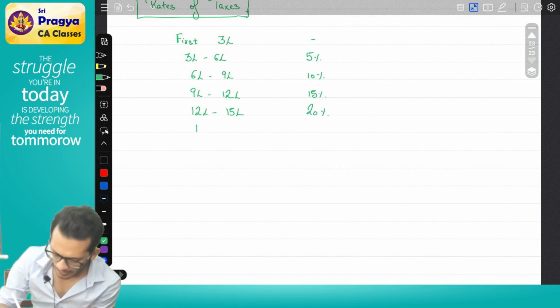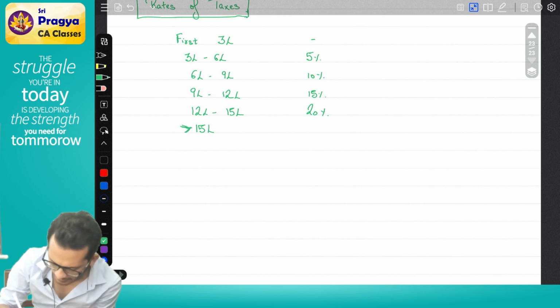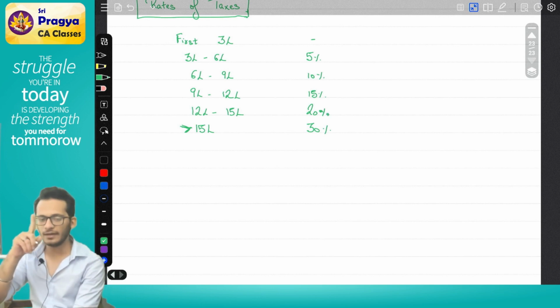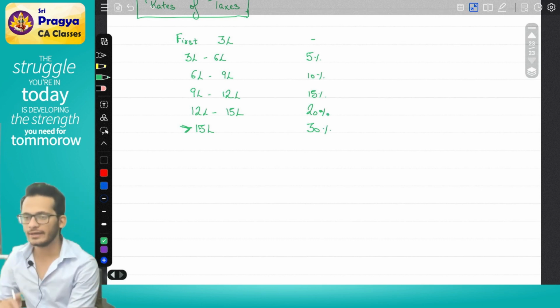Then after 15 lakhs, they stopped at 15 lakhs. They said after 15 lakhs, directly 30%. If you notice, one rate is missing, which is 25%.